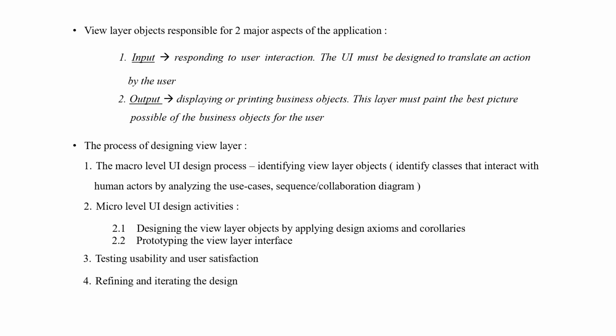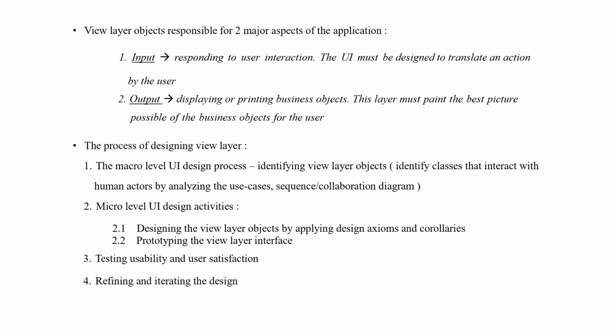How do we design the process of the view layer? There are four processes we have for designing the view layer. First, the macro level user interface design process. Second, the micro level user interface design activity. Third, testing usability and user satisfaction. And fourth, refining and iterating the design.